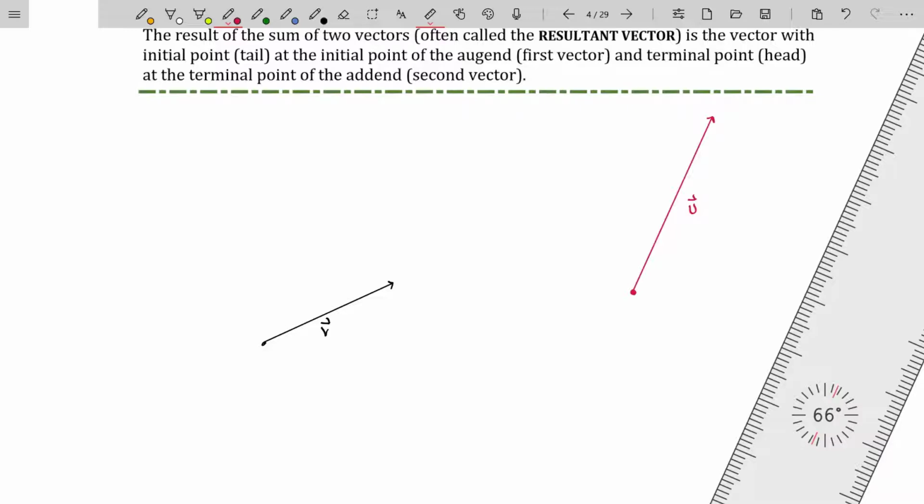So let's say that you want to add u and v together. Well, you can either add v to u or u to v. It doesn't really matter, and I'll showcase that in a moment. But when you add them, the result, which is a vector called the resultant vector, will start at the initial point of the first vector and end at the terminal point of the second vector when these two vectors are placed together head to tail.